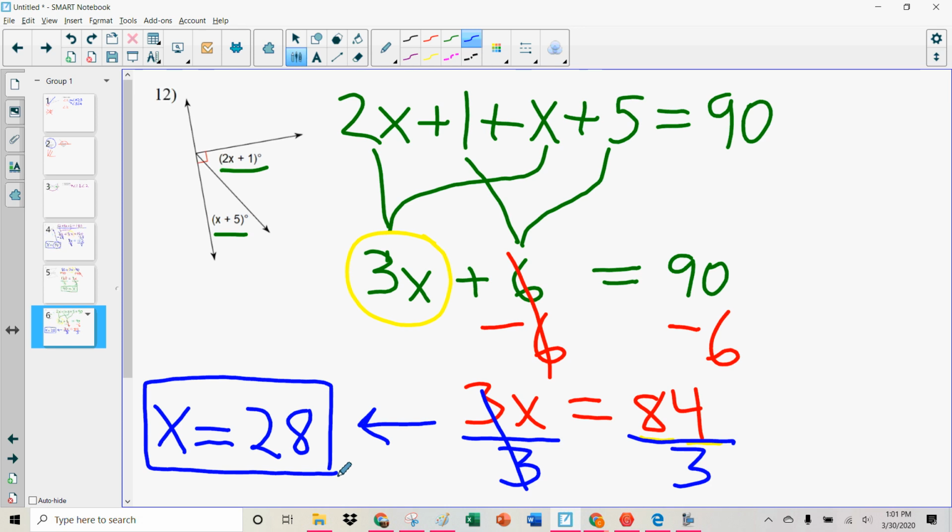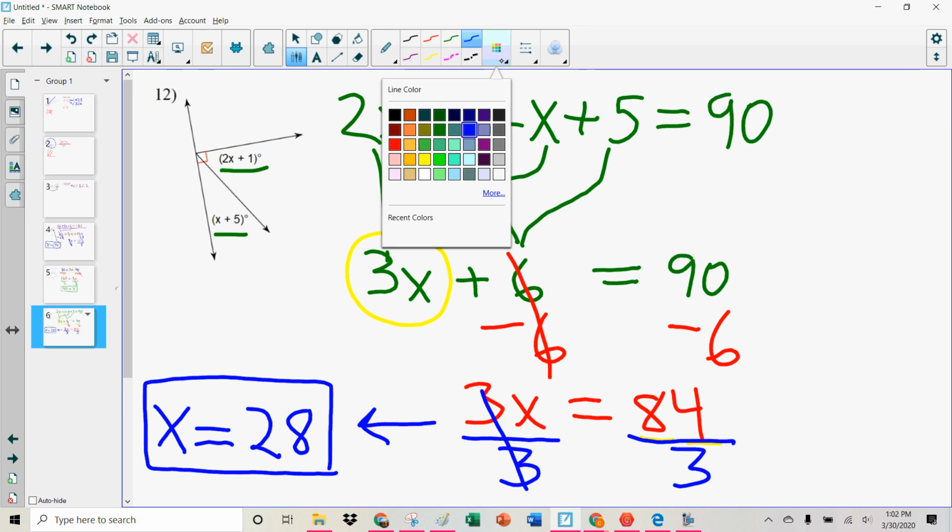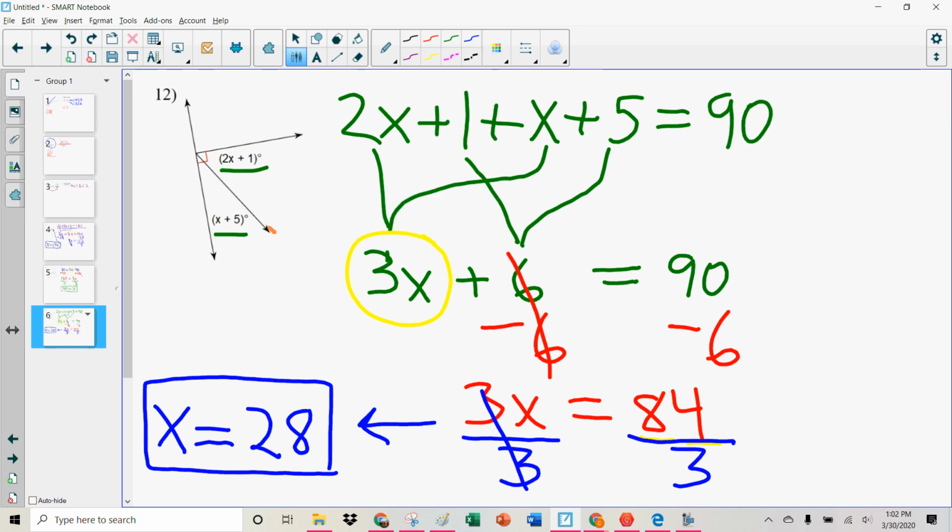Now, please note that on some assignments, or perhaps on a test in the future, you may see a problem just like this. But they might ask you for the measures of each of the two angles. So if you needed to find the measure of one of the angles, for example, let's say we want to know the measure of this angle, then all we would have to do is take the value for x that we just found, substitute it for x in 2x plus 1.